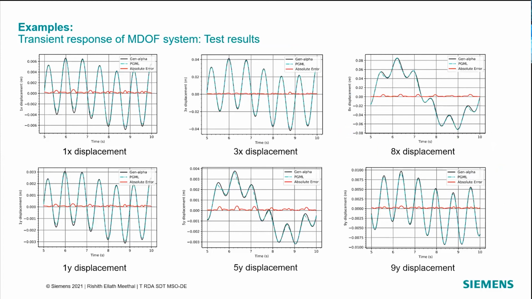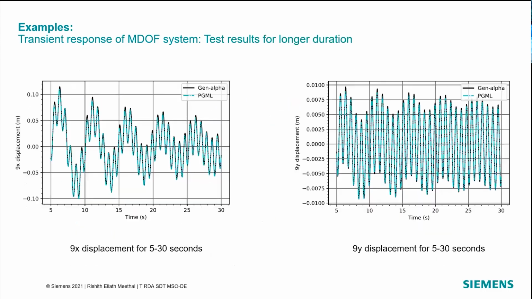Again, similar to the SDOF system, our model is able to predict the reference solution quite accurately, and the absolute error is really low. In this case, we were using the generalized alpha time integration scheme. This also shows that our method is applicable to different numerical methods. Now we wanted to test the robustness of the model, so we tried to predict from 5 to 30 seconds. And in this case also, it can be seen that our model is able to predict quite well.